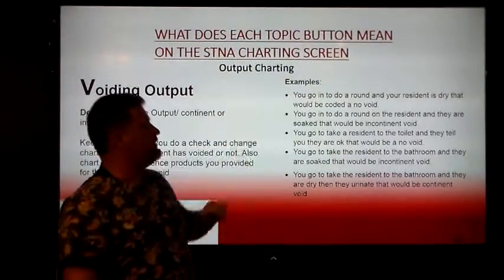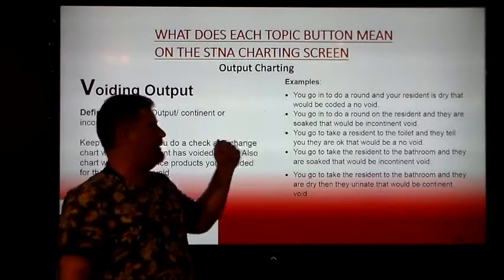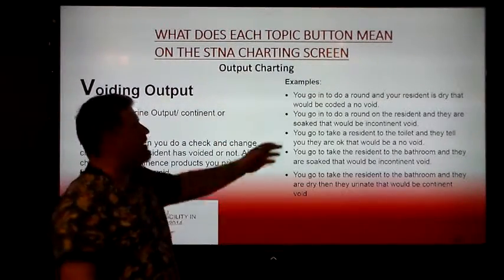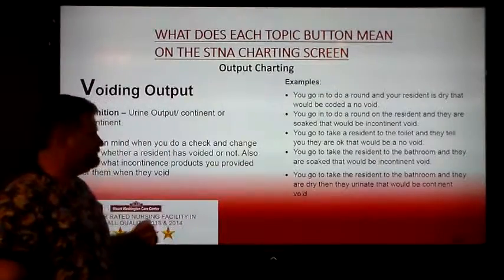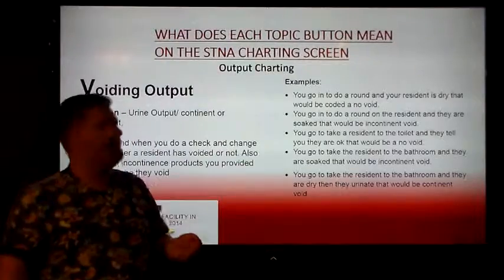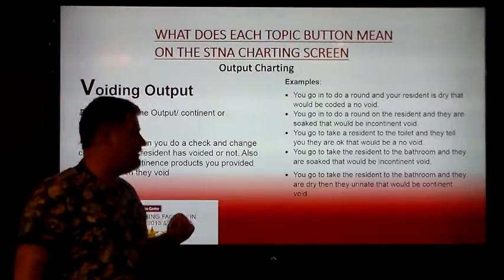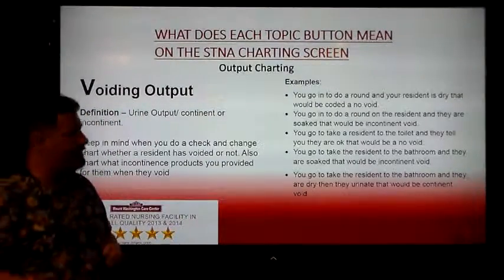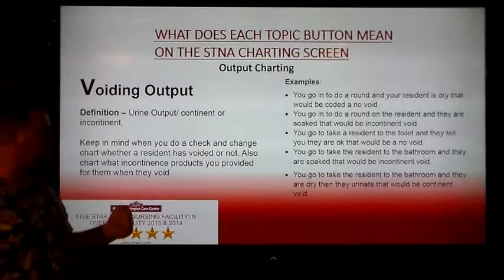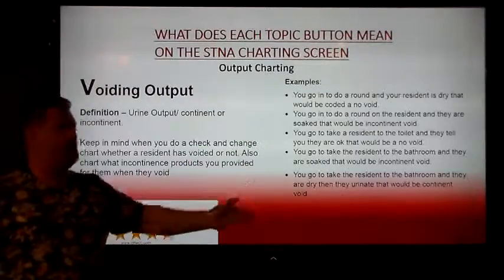Examples: when you go to do a round and your resident is dry, you would chart that as a no void. You go to do a round on the resident and they are soaked, you would chart that as an incontinent void. You go to take the resident to the toilet and they tell you they are okay, that will be charted as a no void. You go to take the resident to the bathroom and they are soaked, that will be charted as an incontinent void. You go to take the resident to the bathroom and they are dry and then they urinate, that will be charted as a continent void.